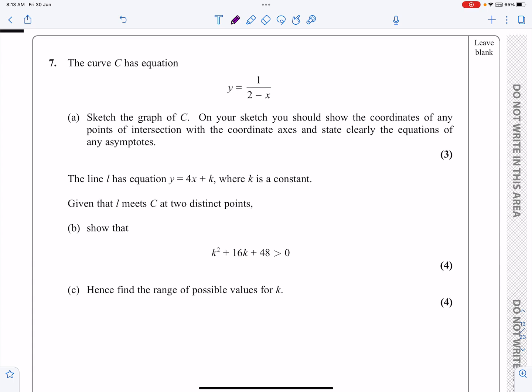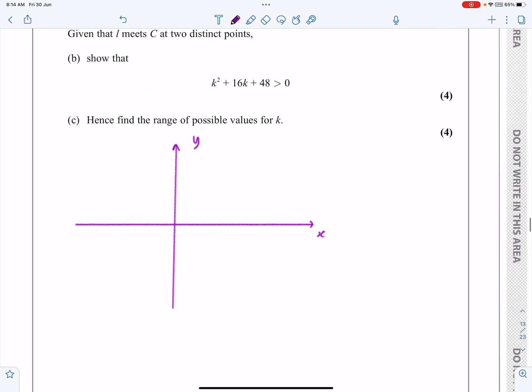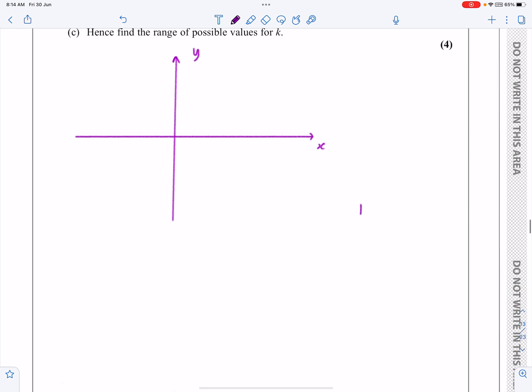Let's get started. So part A says, this is my function here. Can I sketch the graph of C? On the graph, I need to say any points of intersection with axes and also where the asymptotes are. Well, most of that should work out as we're getting started with it. So first thing is to just draw out a set of axes. Okay, so we'll do that. Y and X. And then the function was 1 over 2 minus x.